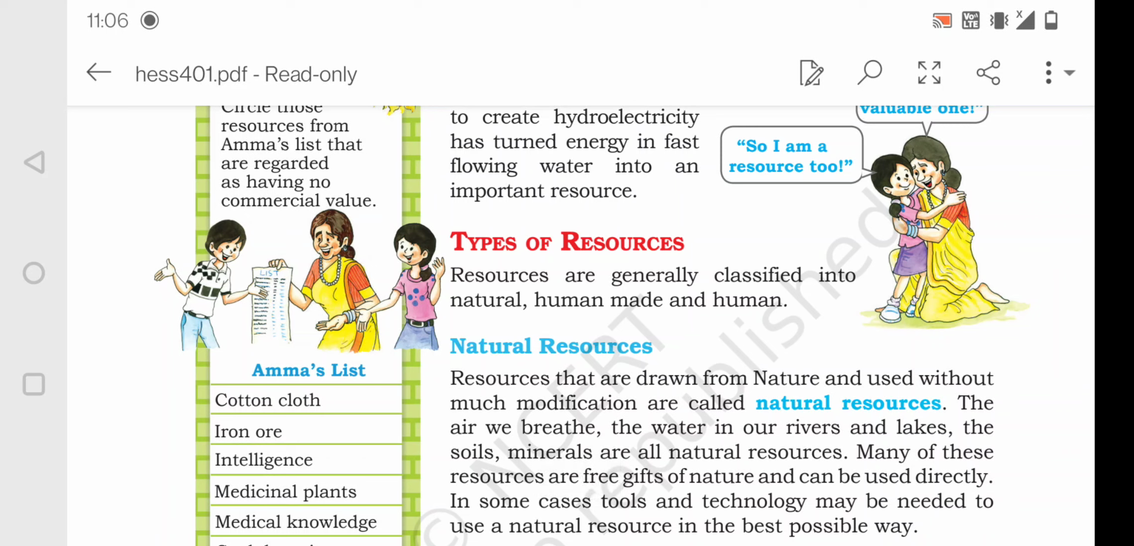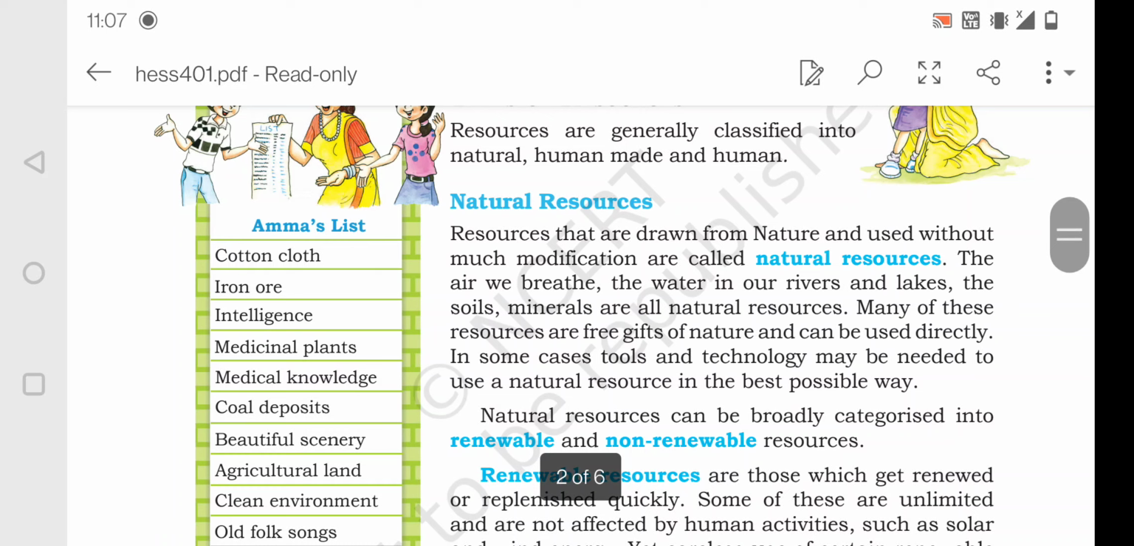Okay, then we will talk about types of resources. So if we see the broad classification, there are 3 different types. One is natural resource, means any substance which is naturally available and we can use it without modifying it much. That would be known as natural resource. So the water in a lake, minerals, these can be known as natural resource. Of course, sunlight is also a natural resource.